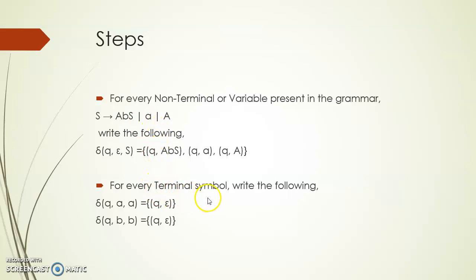Similarly, for every terminal symbol present in the given grammar, we know that symbols other than capital letters are considered terminal symbols. So in this example, small a and small b are the terminal symbols. For every terminal symbol, you have to repeat like this. From this, it is understood that if the input contains the symbol small a, and if the top of the stack is a, then you have to pop the same from the stack. For this they have written like this. Since there are two terminal symbols, we have repeated the same for every terminal symbol present in the grammar.